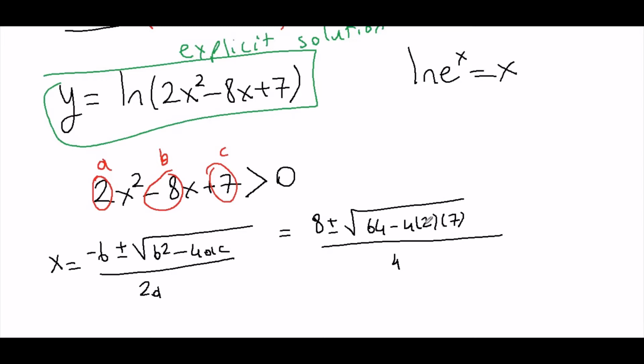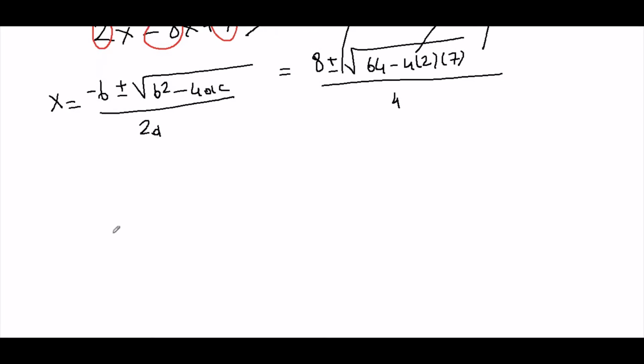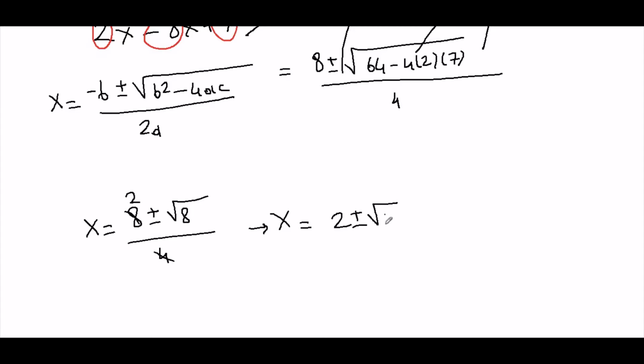Here 4 times 2 is 8, 8 times 7 is 56, and 64 minus 56 is 8. So we have 8 here. Square root of 8. So we have x is equal to 8 plus or minus the square root of 8 divided by 4. We can simplify this. 8 divided by 4 is 2. So x is equal to 2 plus or minus the square root of 8.